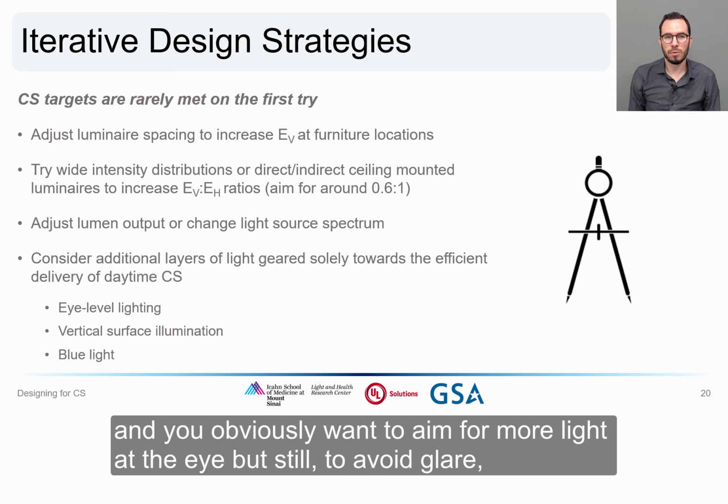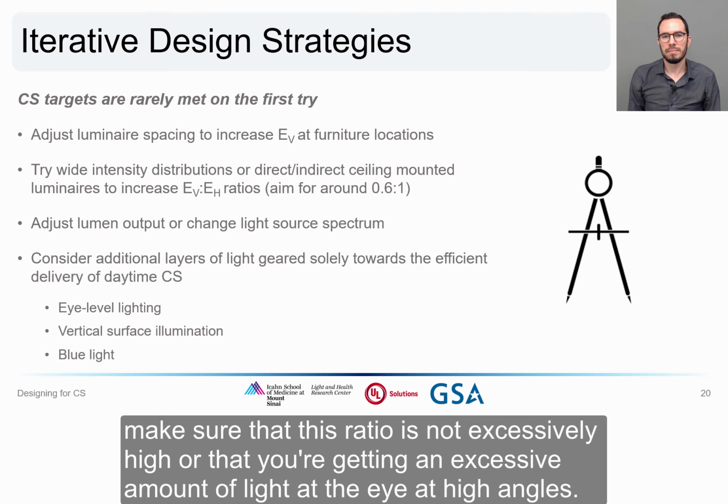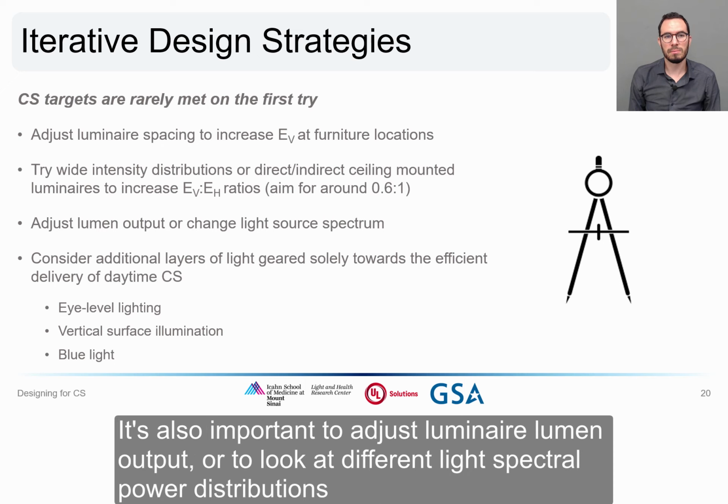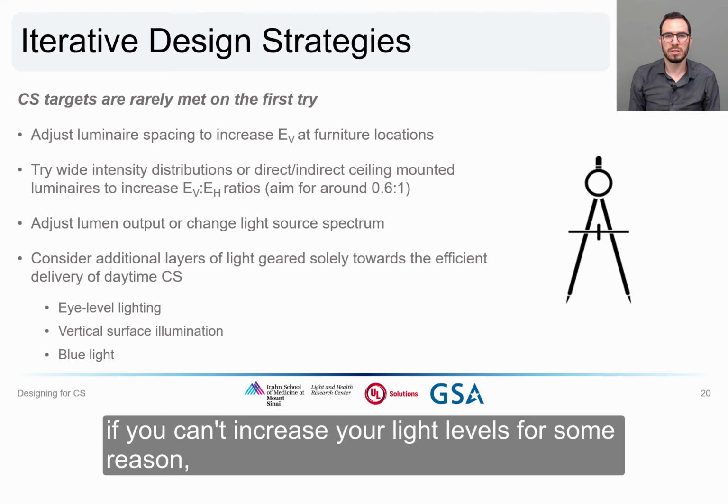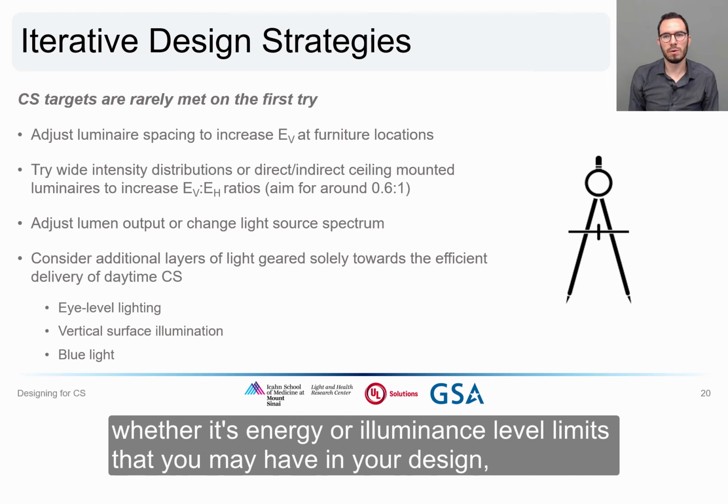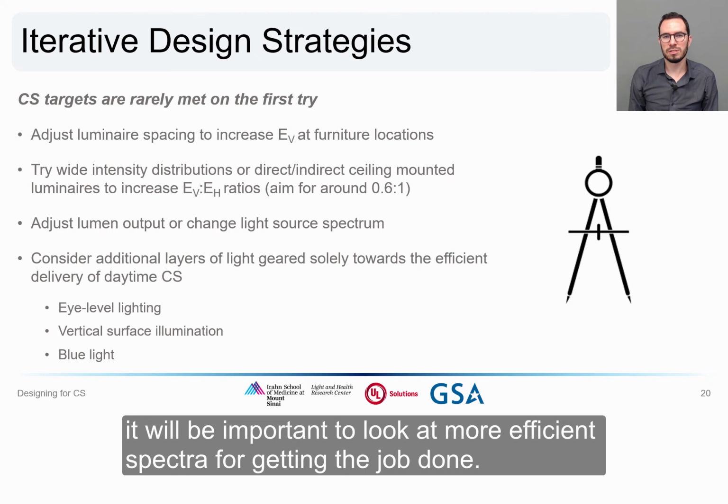And you obviously want to aim for more light at the eye, but still, to avoid glare, make sure that this ratio is not excessively high or that you're not getting an excessive amount of light at the eye at high angles. It's also important to adjust the luminaire lumen output or to look at different light spectral power distributions. If you can't increase your light levels for some reason, whether that's energy or illuminance level limits that you may have in your design, it will be important to look at more efficient spectra for getting the job done.